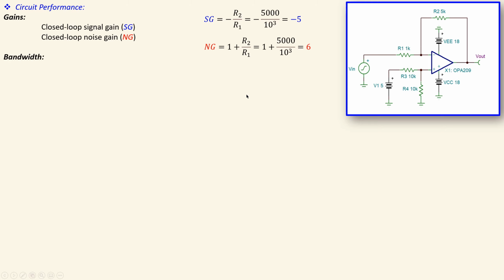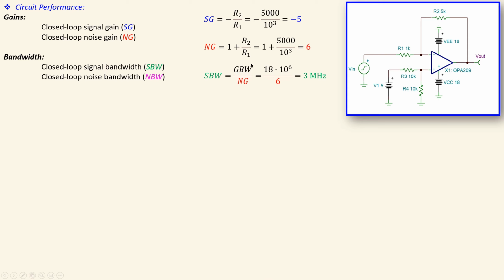Okay, the bandwidth is also a very important one. We have two bandwidths. We have the signal bandwidth and we have the noise bandwidth. And this is important because we will use this value for our noise analysis. So the signal bandwidth can be calculated using the gain bandwidth product from the op-amp specifications from the datasheet. That was 18 megahertz and our noise gain was 6. So that's the formula. Signal bandwidth is equal to gain bandwidth product over noise gain, and you will have 3 megahertz. That will be our signal bandwidth.